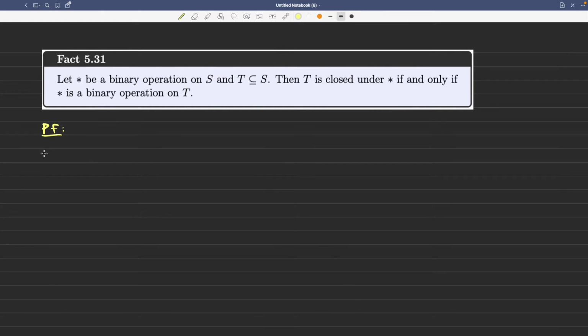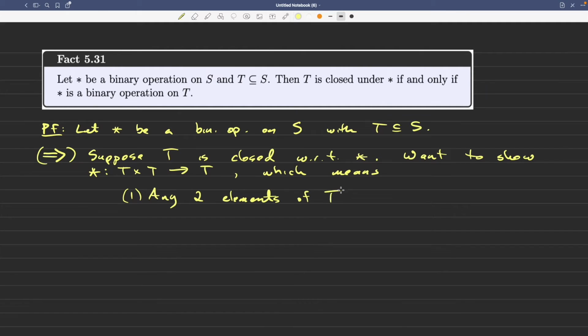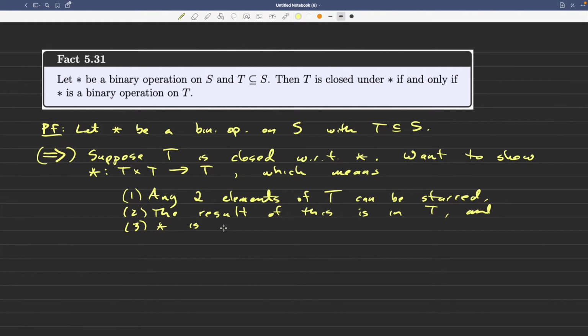All right, so let's prove this real quick. So first of all, the global hypothesis here is we're going to let star be a binary operation on S, with T being a subset of S. And so for the forward implication, we're just going to suppose T is closed with respect to star. Now we want to say that star is a binary operation on T. So we want to show that star is a function from T cross T to T, which means three things, right? 1, any two elements of T can be starred. 2, the result of this is in T. And 3, star has the function property.